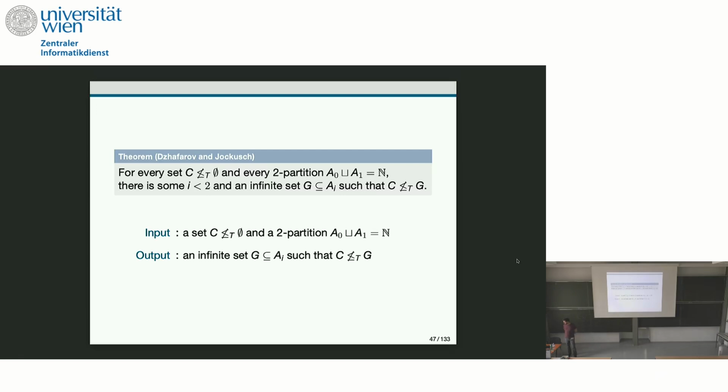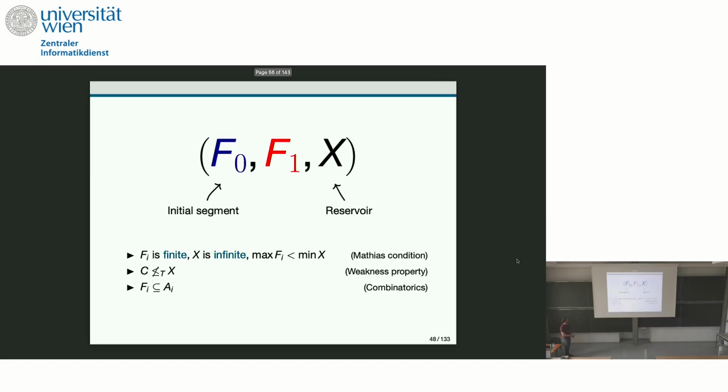So in this theorem, an input is just a set which is not computable, and an instance of your problem, so a two-partition of the integers. And what you want to build is an infinite subset of one of the two sides. But of course, since you don't know yet which side we are going to choose, we are going to build the two sides simultaneously. So the notion of forcing is a variant of what is called Mathias forcing.